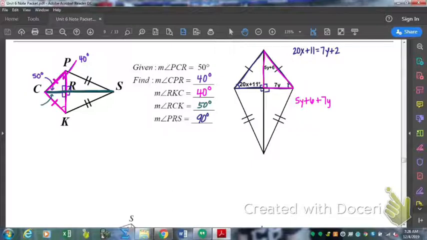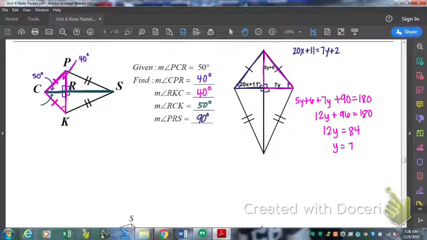Back to the question. Anyway, 5y plus 6 plus 7y plus 90 has to equal 180 degrees. If I add everything up, I'm going to get 12y plus 96 is equal to 180. Subtract 96 on both sides. I get 12y equals 84. Divide by 12. Y is 7.